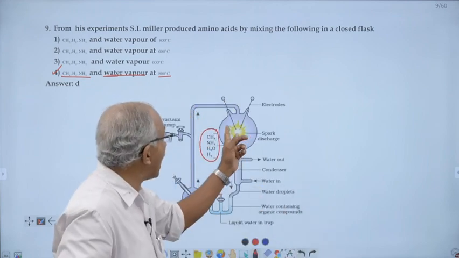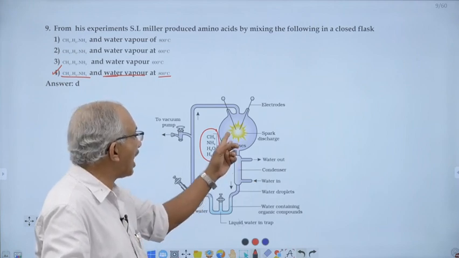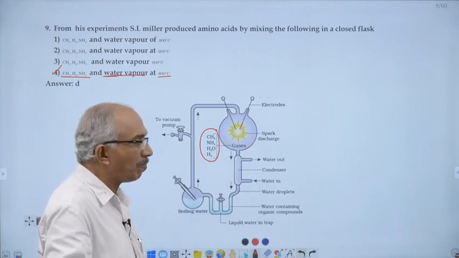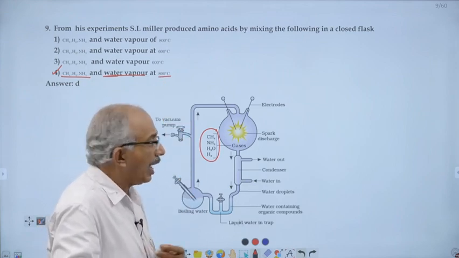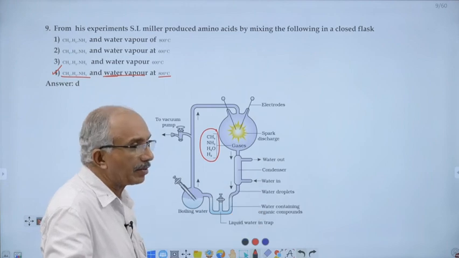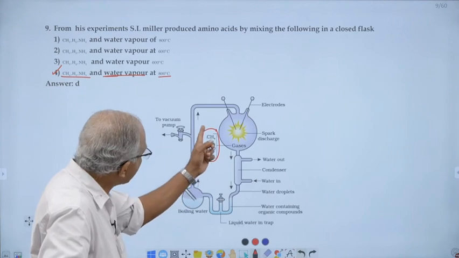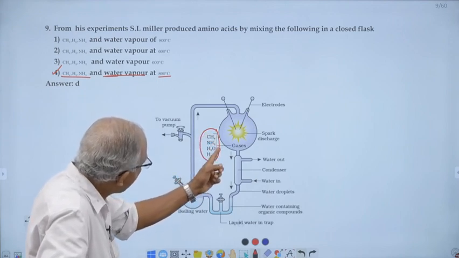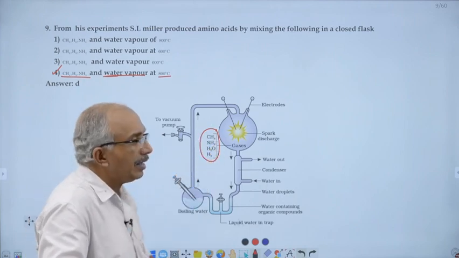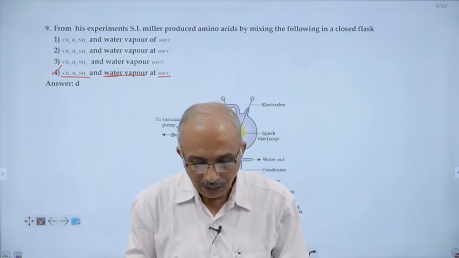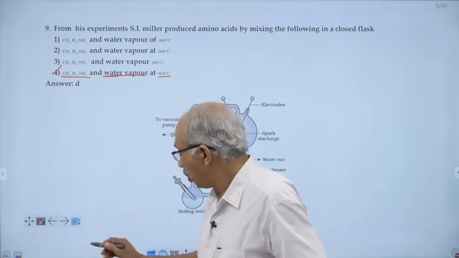He provided electrodes and spark discharge. This is similar to the lightning in the primitive atmosphere. And he maintained 800 degrees Celsius. He kept the apparatus for some weeks and could collect amino acids. So the amino acids formed from these components; no amino acid was taken initially. It is evidence in support of chemical evolution. Question number 10.